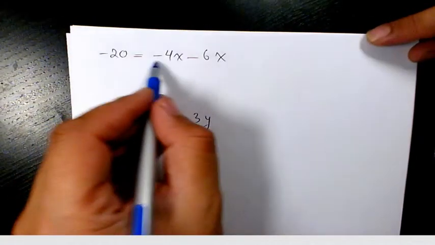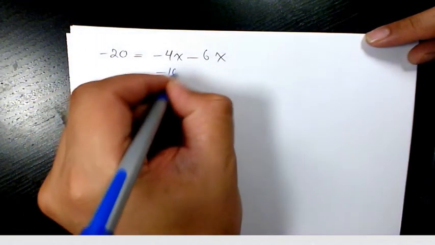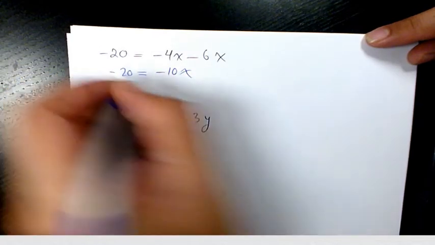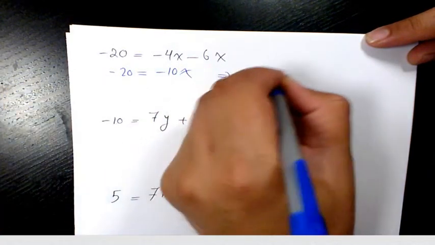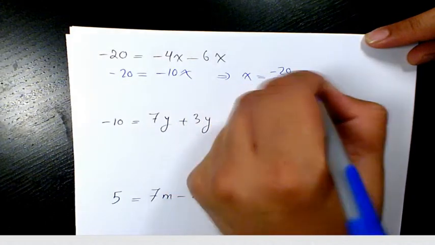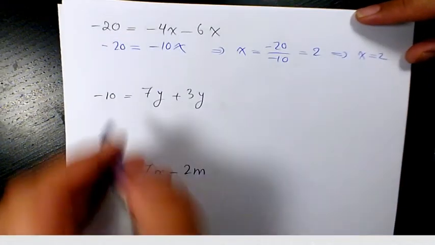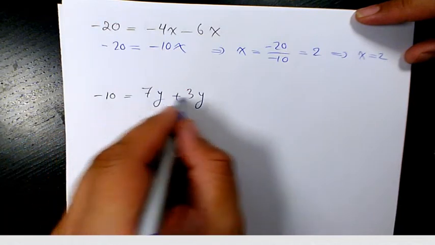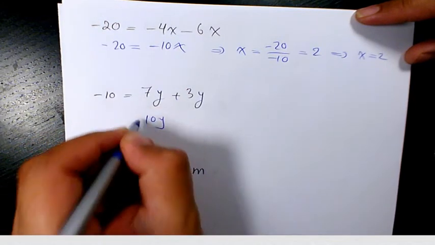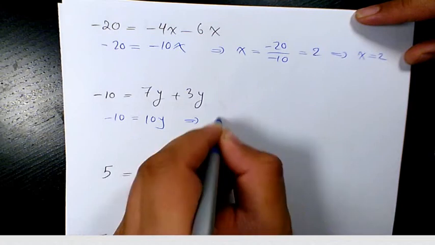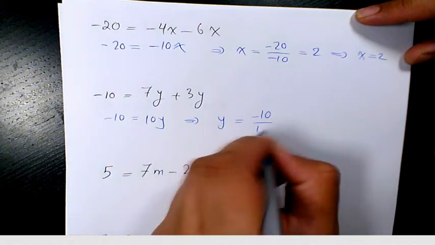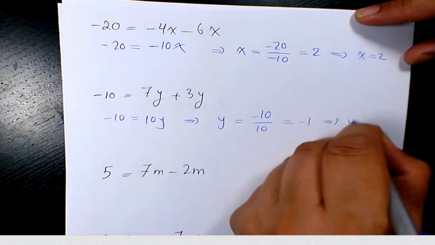Negative 20 equals negative 4x, negative 6x is going to be negative 10x. Negative 20. So x will be negative 20 divided by negative 10, which is going to be 2. So x will be 2. Negative 10 equals 7y plus 3y. So we have 10y equals negative 10. So y will be negative 10 divided by 10, which is negative 1. So y is negative 1.